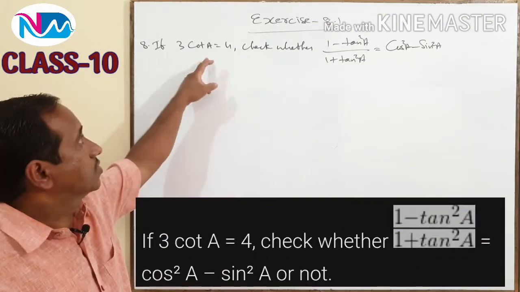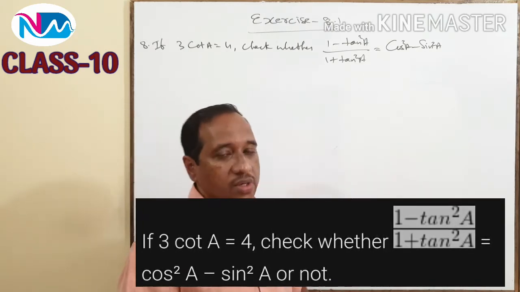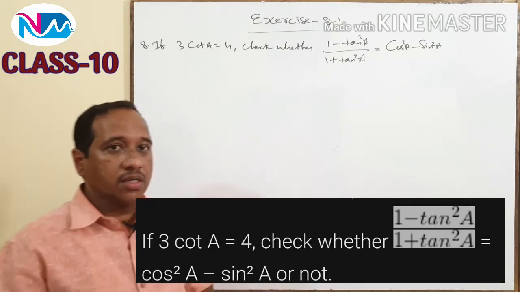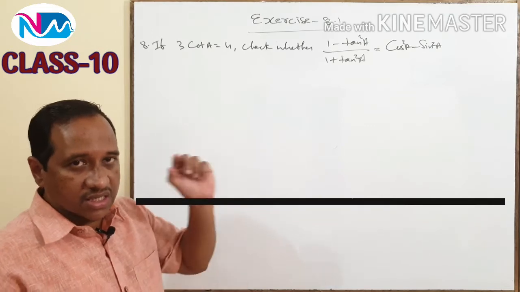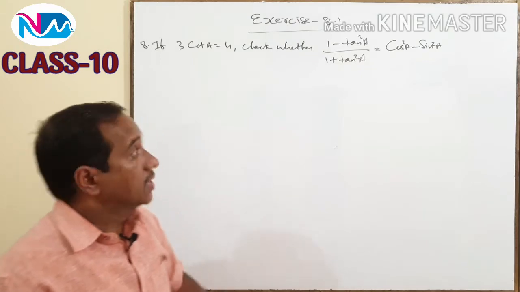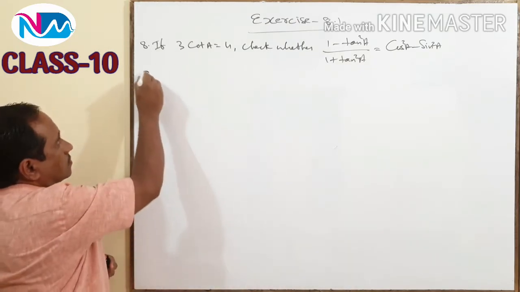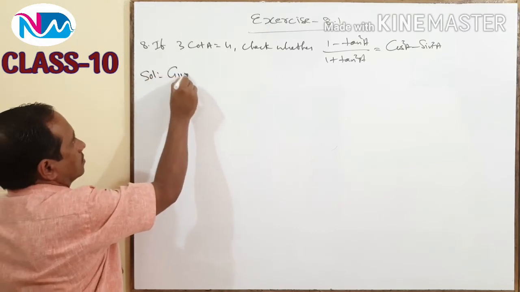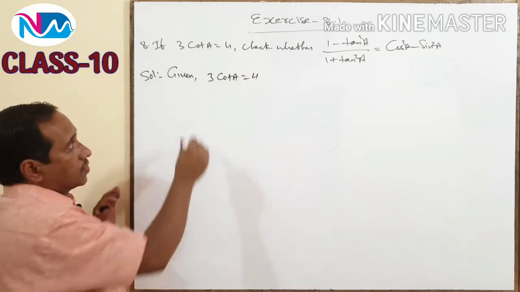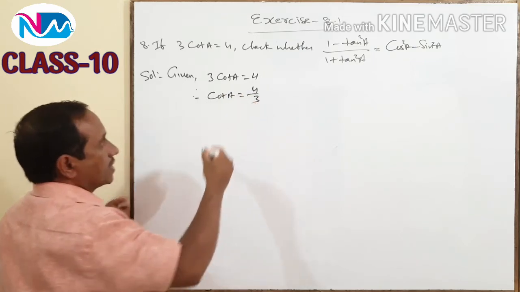Now look at question number 8. If 3 cot A is equal to 4, check whether 1 minus tan square A by 1 plus tan square A is equal to cos square A minus sin square A. Here we have to calculate the trigonometric ratios tan A, cos A and sin A. We are given 3 cot A is equal to 4.